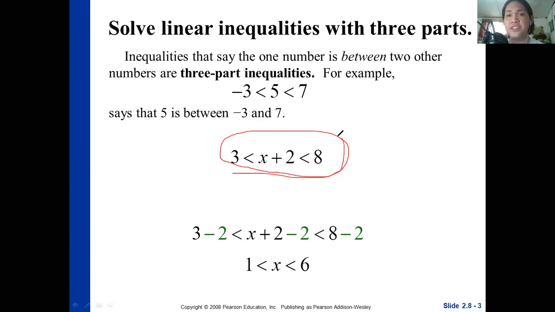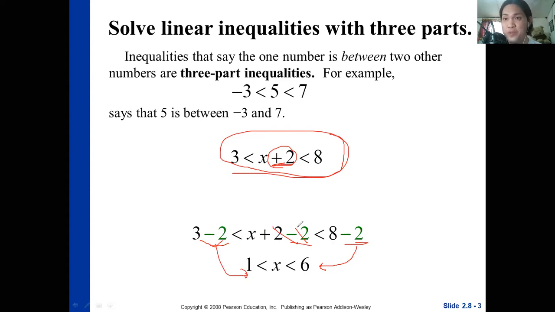To solve these linear inequalities with three parts, we can eliminate the 2 here. To eliminate 2, we can use the subtraction property to the three sides of the inequality. You have negative 2 here, here, and here, to eliminate the 2 in our center and find x. So 3 minus 2 gives you 1, and 8 minus 2 gives you 6. Therefore, 2 minus 2 can be eliminated.